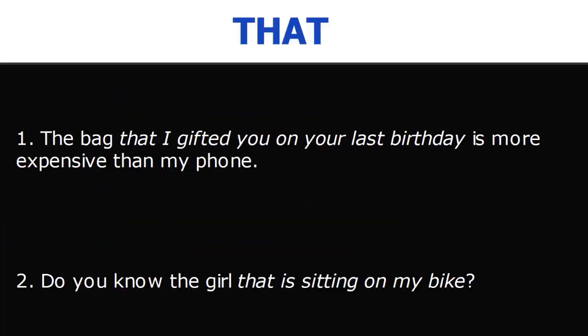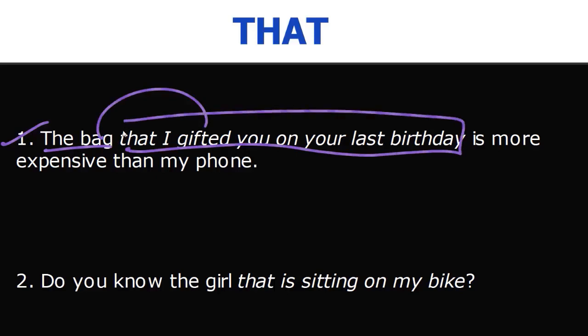The next, that. That as a relative pronoun can refer to both people and things, and it gives essential information on it, all right? Example number one. The bag that I gifted you on your last birthday is more expensive than my phone. Which is more expensive than my phone? The bag. Which bag? That I gifted you on my last birthday. This is the bag I'm talking about. The bag that I gifted you on my last birthday.